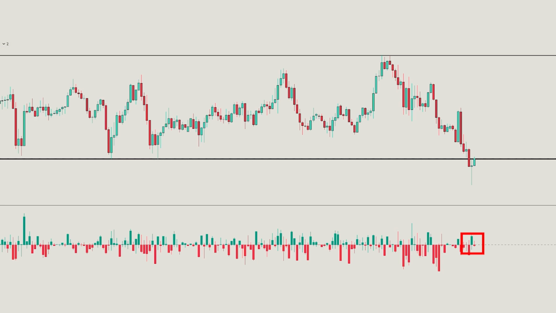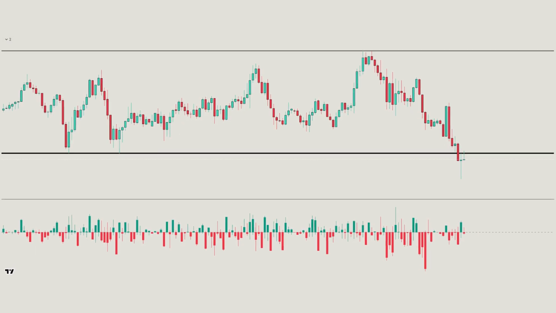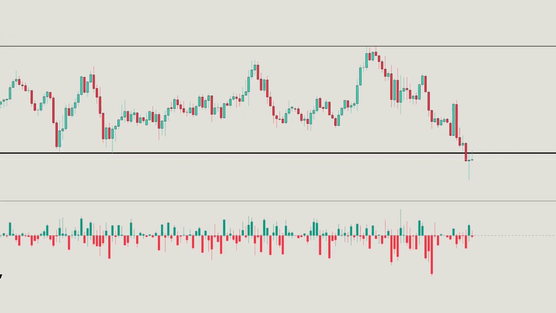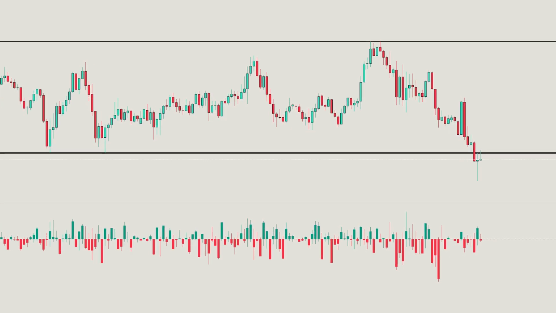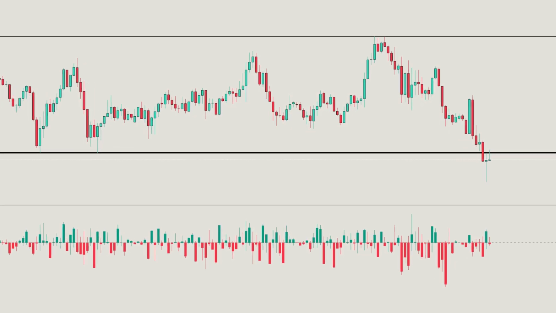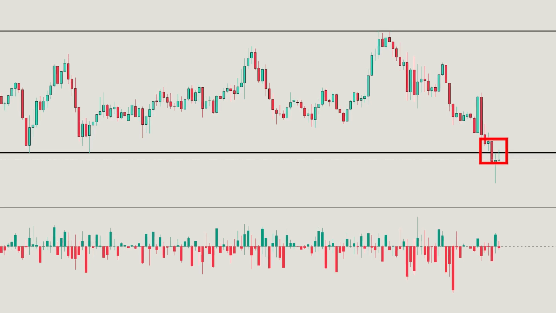Do not rush to enter on the breakout. Wait for the return. After that, it's important to get confirmation. It comes in the form of a reversal candlestick, a pin bar, engulfing pattern, or clear structure, which shows that the market starts moving in the opposite direction. Now, the moment of entry.